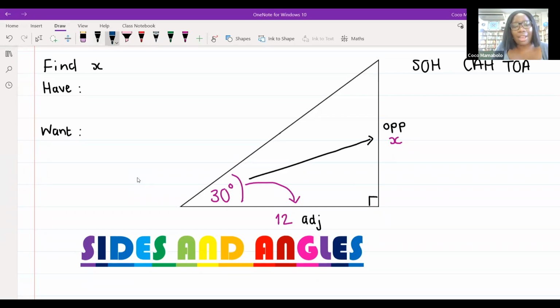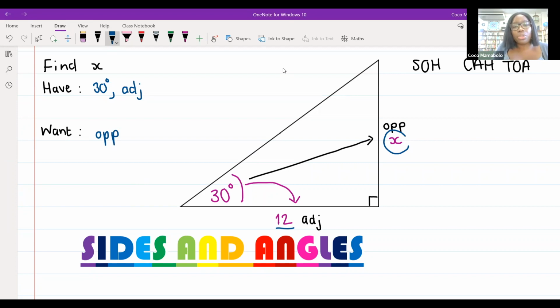Okay. So when I write down what I have, what do I have? I've got the angle 30 degrees, and then I also have my adjacent side. What do they want me to find? What do I want to find? I want to find my x, and that is my opposite side. Now we have to go look at SOHCAHTOA and have a look.